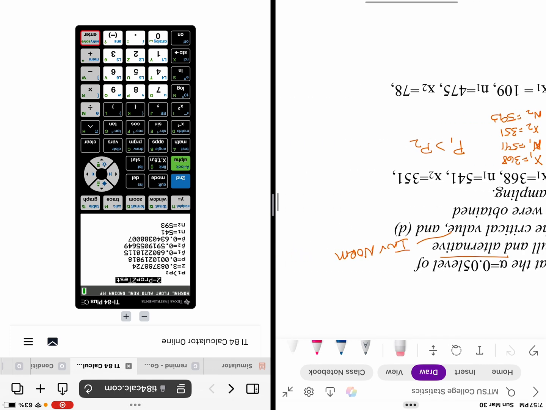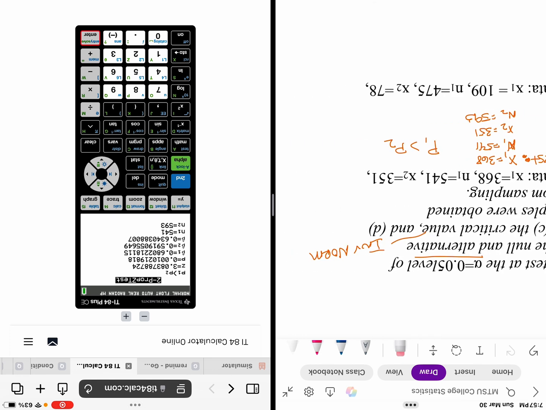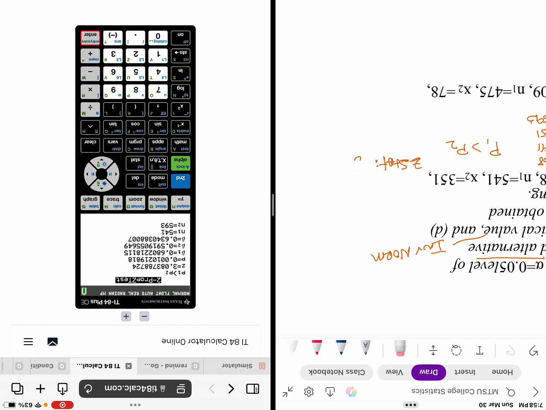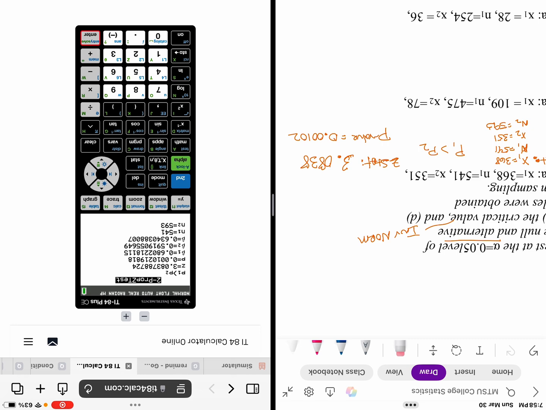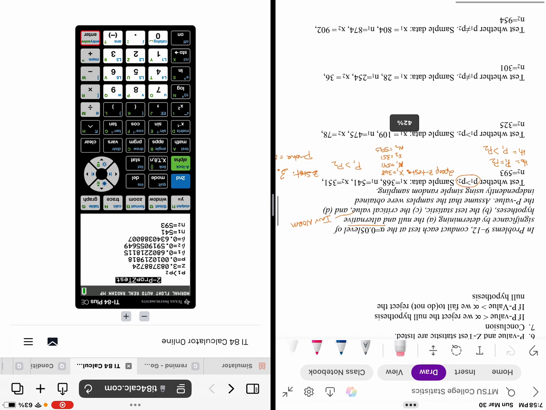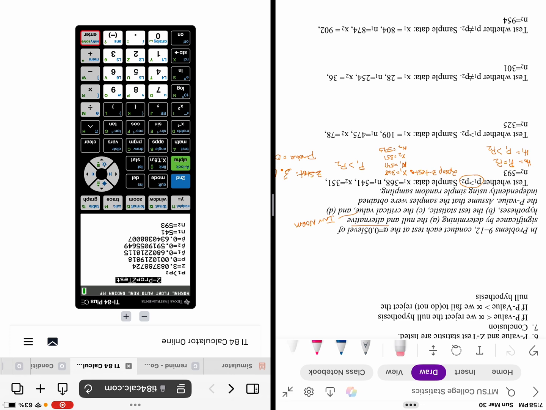And now, as I look at labeling, okay, what's my z-statistic? The answer to that, our z-statistic, is 3.0838. And again, round to whatever decimal place they want you to. Our p-value is 0.00102. And that's it. They just wanted us to grab those things there.